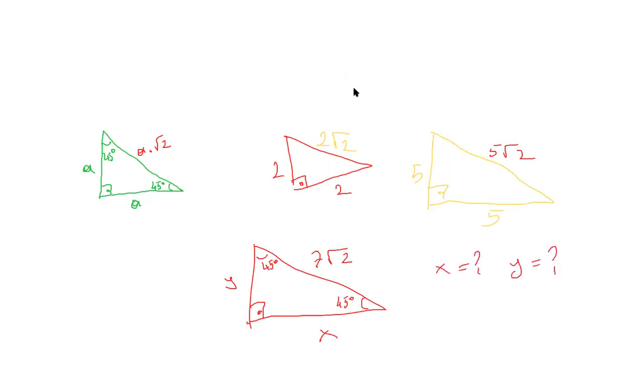The answer is, since this is 45, 45, this is an isosceles triangle. These two sides are equal to each other. Y is equal to x. And then since a times root 2 is 7 times root 2, a is 7. That means this is 7, this is 7.